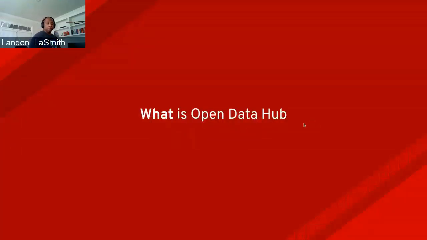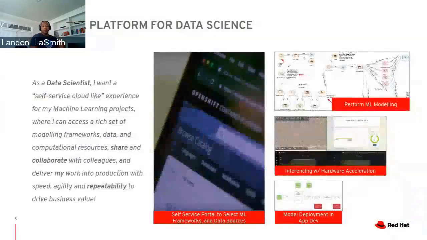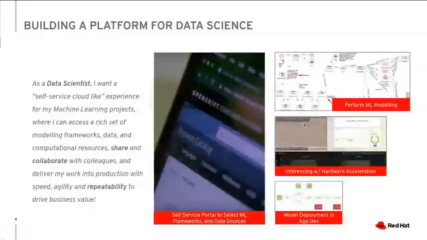So what is OpenDataHub? The original goal of OpenDataHub is to build a platform for data science. So we want to make it as easy as possible for a data scientist to stay within their workflow. We know that they have many tools that they use for model training, model development, model serving. We wanted to make that as easy as possible to do on OpenShift. OpenShift allows us to scale out to different needs, and configure the workflow exactly how they want to do it.